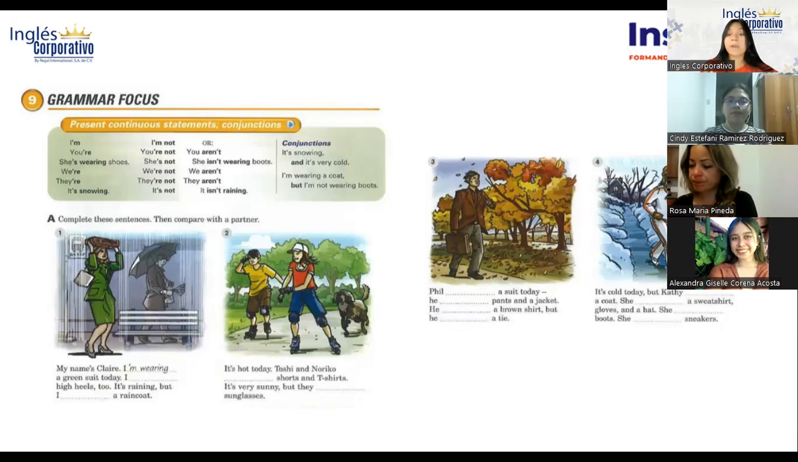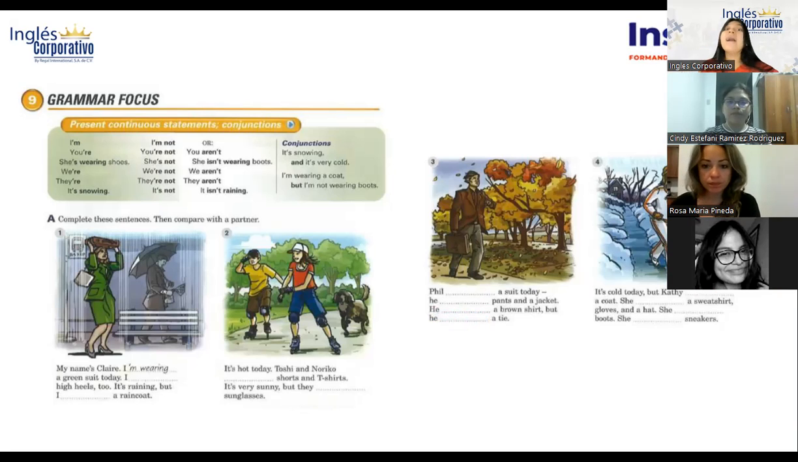He is wearing a brown shirt. But he is not wearing a tie. Okay, but he is not wearing a tie. Tie. What is tie? Tie is corbata. He's not wearing a tie. Not wearing a tie.